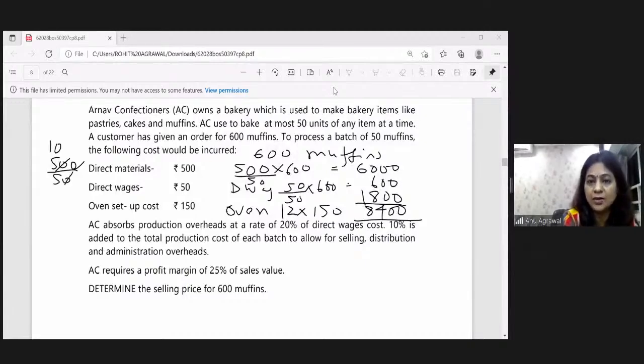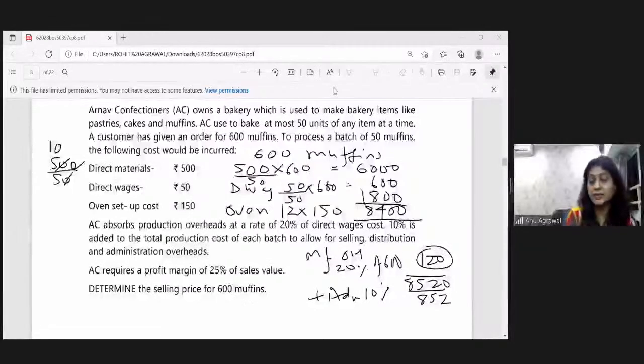Now they have asked that on this, you are going to absorb manufacturing overheads. How much? 20% of direct wages. That means 20% of 600. Whatever the figure comes, I get it. Then on that, I need to add 25% profit on sale value. Again, I will do it.